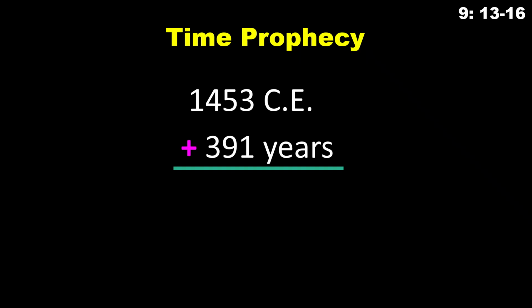Then you add those 391 years to the year that Constantinople fell, 1453, and you get the result of 1844, or the year 1844 Common Era. That means that the hour of the manifestation of God to come would occur in the year 1844 Common Era.